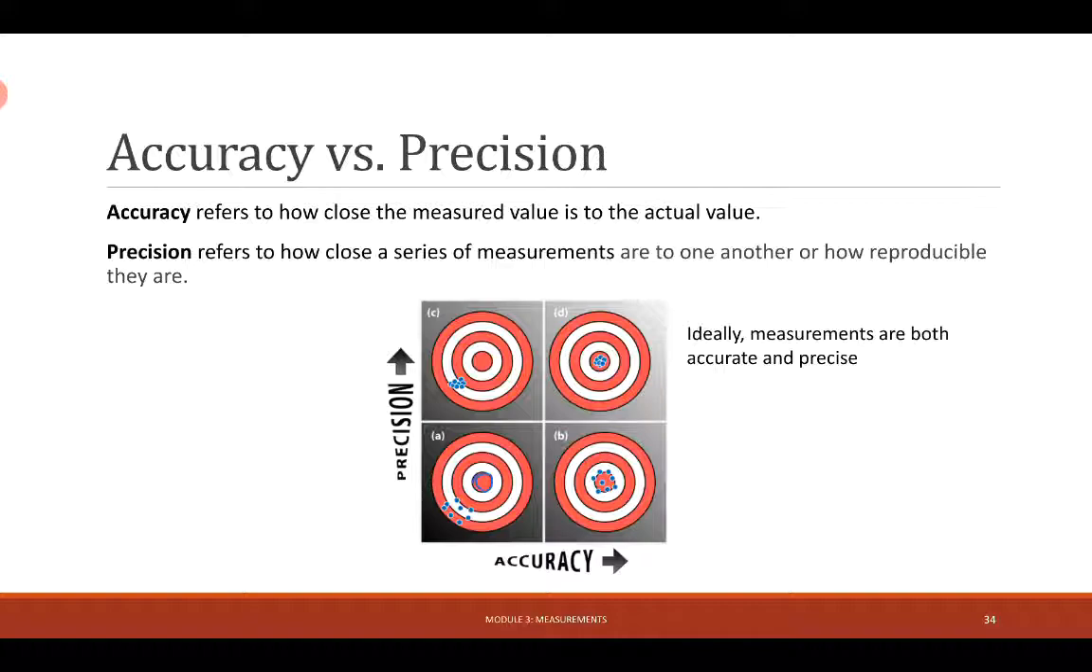Precision refers to how close a series of measurements are to one another. In other words, how reproducible is the data? And so here, this is low precision because the data points are far apart. Here, this is high precision but low accuracy. Precision means that they are close together, even if they have low accuracy, meaning they are far away from the true value. Ideally, we want our measurements to be both precise and accurate. So ideally, we want to be here with high precision and high accuracy.